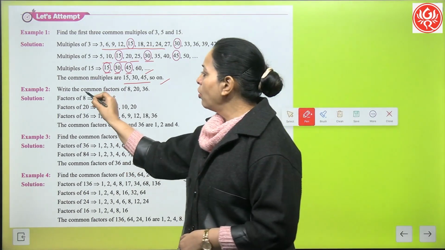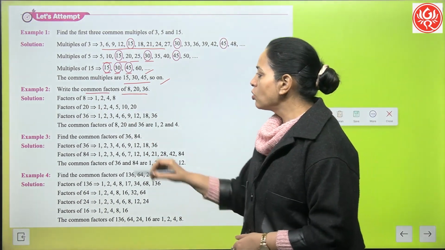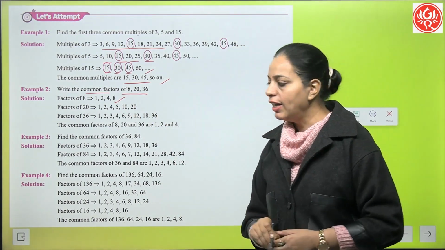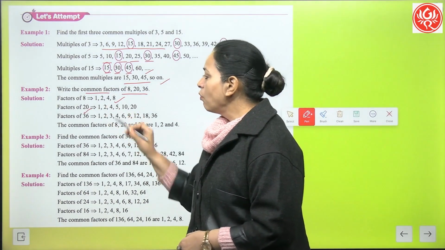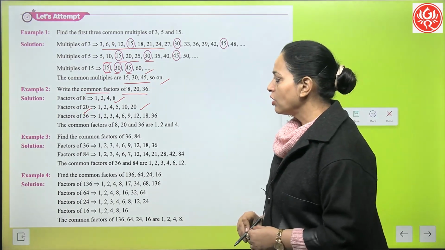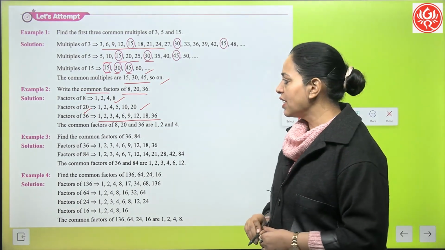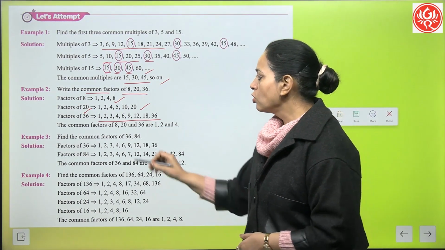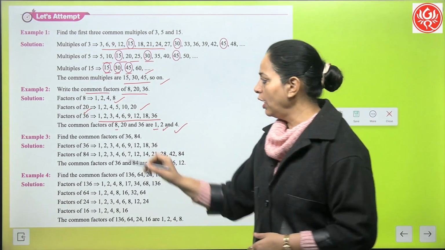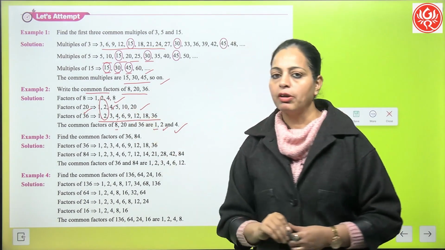Now example 2, write the common factors of 8, 20 and 36. So first find factors of 8: 1, 2, 4 and 8. Then factors of 20: 1, 2, 4, 5, 10 and 20. Then factors of 36. You can find out these are the factors of 36. Then find the common. So common factors are 1, 2 and 4. Okay, 1, 2 and 4 common factors.